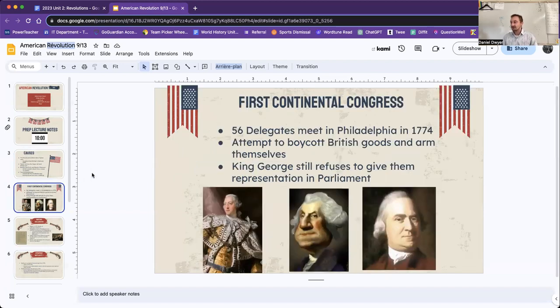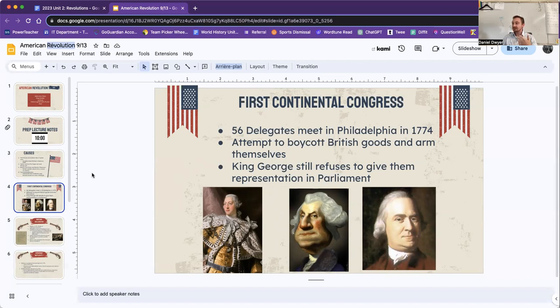All right, so that is eventually going to lead to the First Continental Congress, where 56 delegates from the different colonies are going to meet in Philadelphia in 1774. They're meeting to push back against the British, and they're going to attempt to boycott British goods and arm themselves. We saw this the other day when we looked at the Charleston Non-Importation Act. That was actually before this Continental Congress, but it's a very similar move.